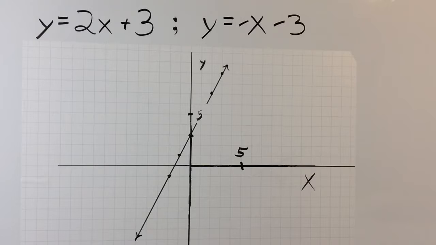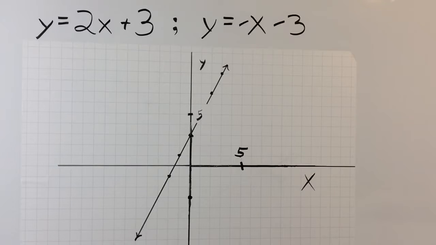There we go. Now let's look at that second line. The second line has a y-intercept of negative 3. Let's see, 1, 2, 3, right there. And it has a slope of what? What is the coefficient of x? Since there isn't a number in front of x, what is the coefficient? It's 1. And of course, it's negative 1.